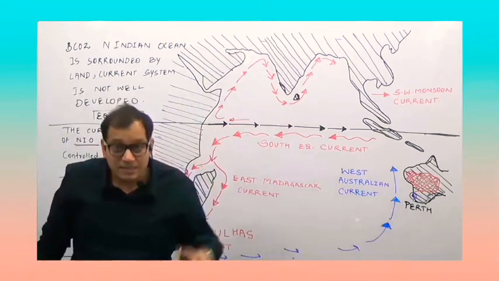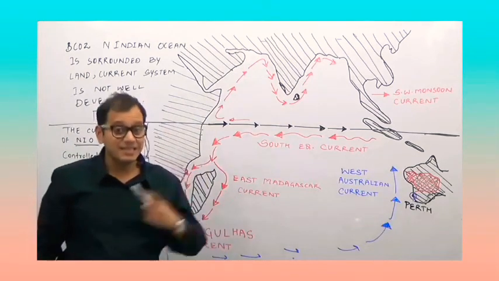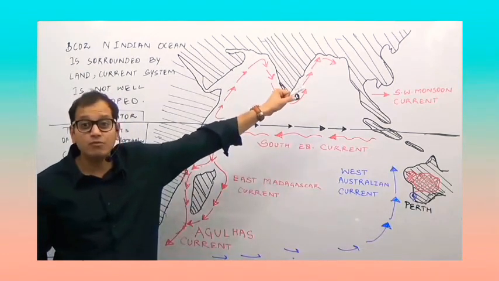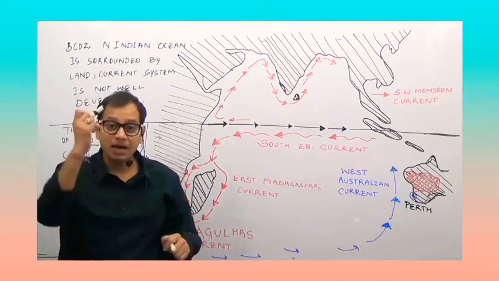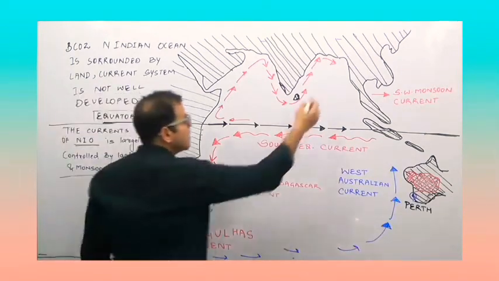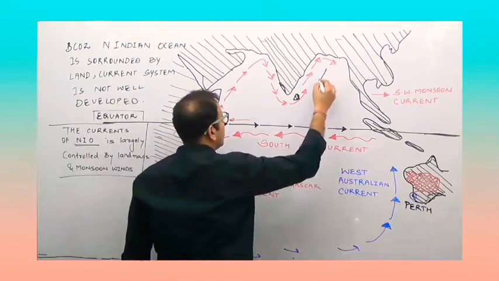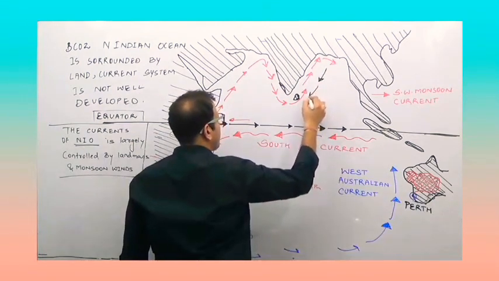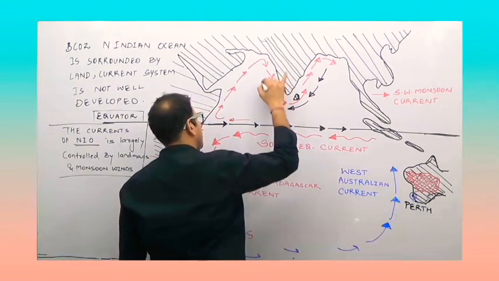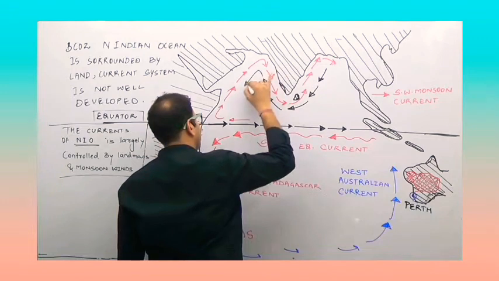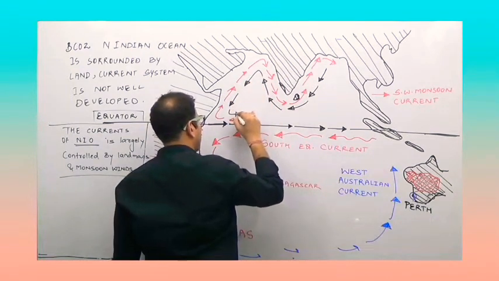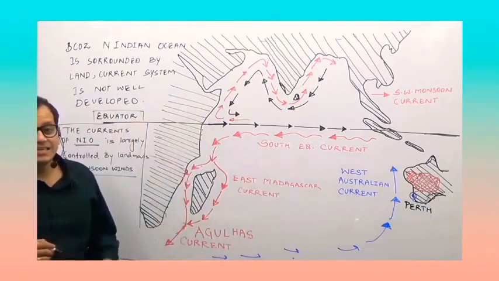The other current which develops during the winter season, but again remember it is a warm current because it is developing in the warm regions of the world. I will mark it with the black pen. It is the northeast monsoon current. So these are the current systems.